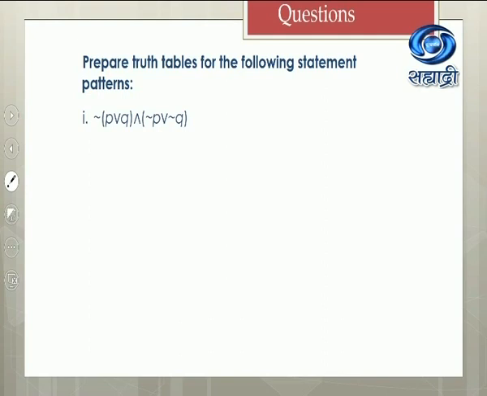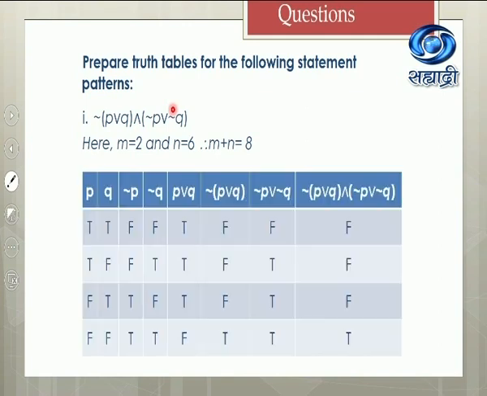Here students observe that you can see only 2 statements, P and Q. And there are connectives, 1, 2, 3, 4, 5 and 6. So let us see, here there are 2 statements. Therefore n is equal to 2 and m is equal to 6. Therefore m plus n is 8. Observe that now we are going to make the columns. There were 2 statements, therefore there will be only 4 rows. So as you can see, true, true, false, false, true, false, true, false. This will remain the same for P and Q.